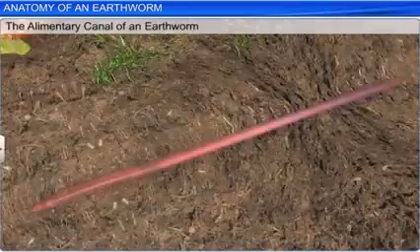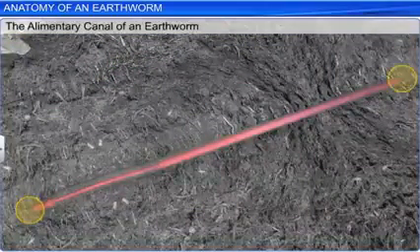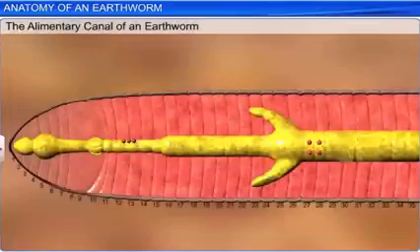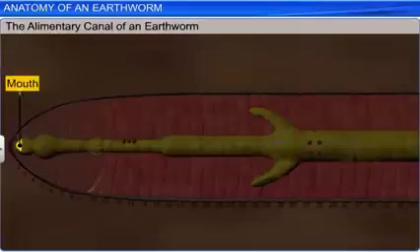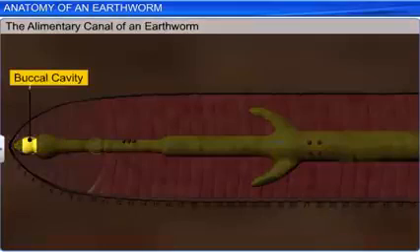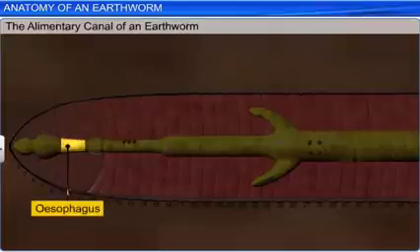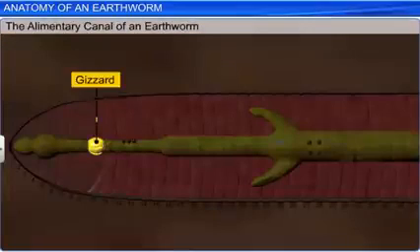You'll notice a straight tube that runs from the first to the last segment of the body. This tube is the alimentary canal. Towards the anterior end, the first segment bears the mouth, which opens into the buccal cavity up to the 3rd segment. The buccal cavity is followed by a muscular pharynx, which continues into a narrow esophagus between the 5th and 7th segments. The gizzard, located in the 8th and 9th segments, helps grind soil particles and organic matter.